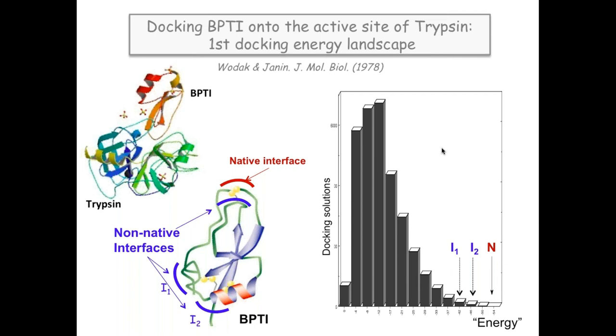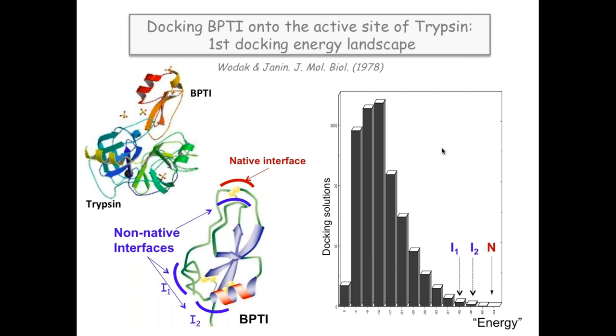When you look at the BPTI surface on the lower right-hand side, you see a number of surface regions, which I highlight in blue, that give very nice buried surface areas with the active site of trypsin. The only reason for that is that the surface complementarity is not so good, but it's better than everything else. It's not as good as the native, but it still fits more or less.